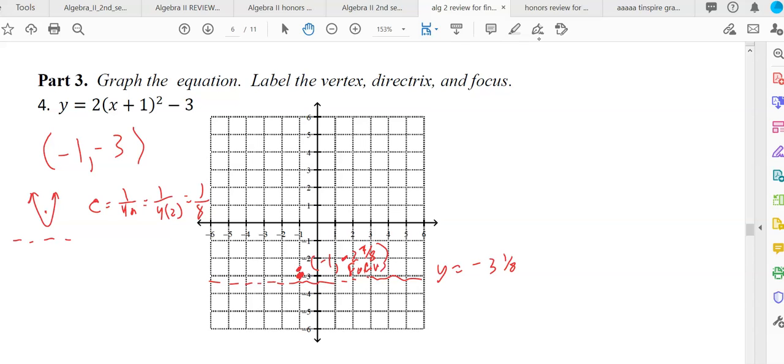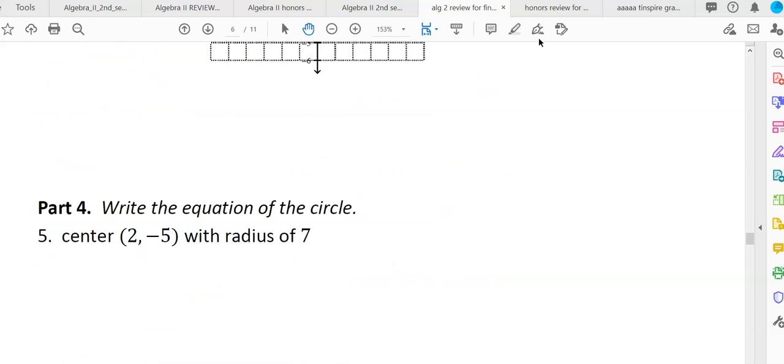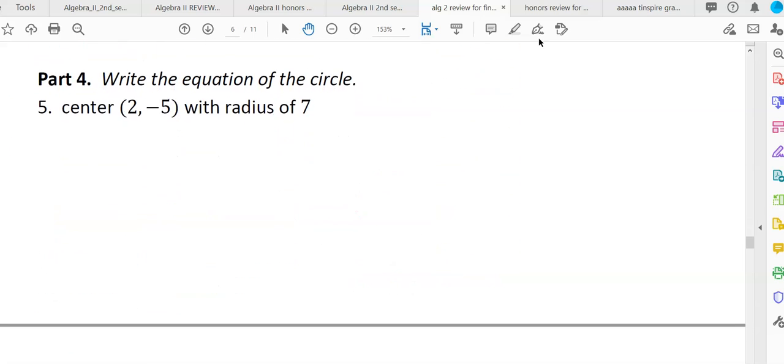And the focal diameter, the way it works is this is a distance of 2c in each direction. So it's a total distance of 4c, but 2c in each direction. So 2 times 1/8 is 2/8, which is 1/4. So I go 1/4 to the right and 1/4 to the left, both of them actually. And then you could draw a graph. That's enough points. And if you wanted to show that 1/4, it's just so small there. It's hard to tell.